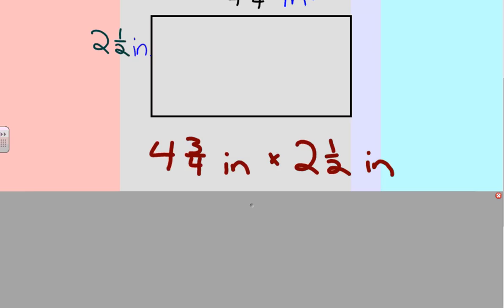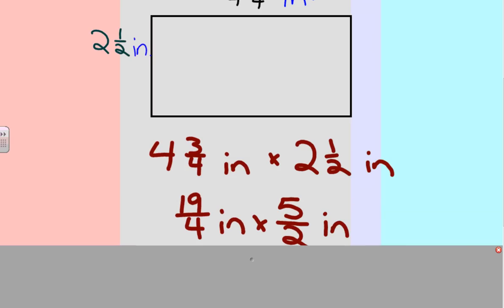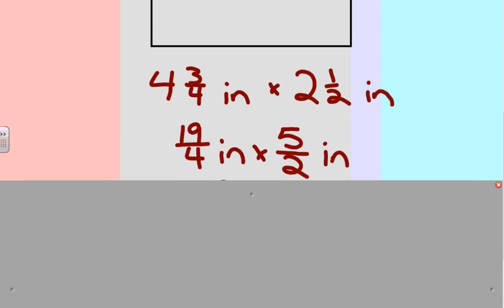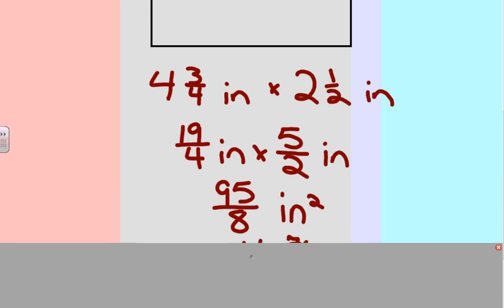write it horizontally. Next, we will convert both mixed numbers into improper fractions, 19/4 inches and 5/2 inches. Then you will multiply the numerators and the denominators, and we get 95/8. And the inches that we have up here times inches would be just like if you had 7 times 7.